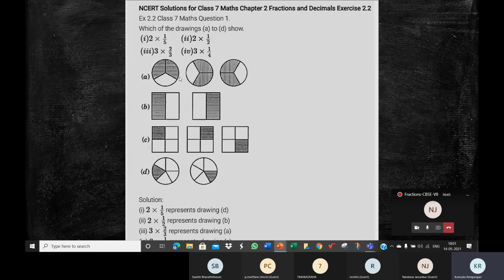Okay, now how many circles are there? 1 plus 1 plus 1. 3 circles, right? Similarly, the shaded region, kindly disable your mic. The fraction that can be used to represent the shaded region in this circle is 2 by 3. 2 portions out of 3. Here also, what is shaded? 2 out of 3. Here, what's shaded? 2 out of 3. So it is 2 by 3 plus 2 by 3 plus 2 by 3. Correct? Yes, ma'am.